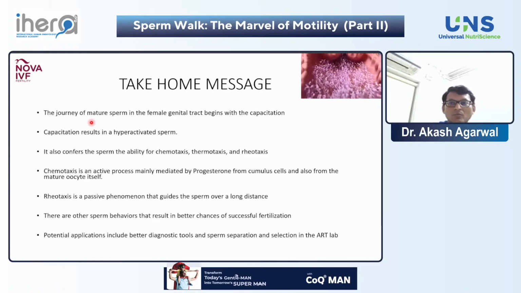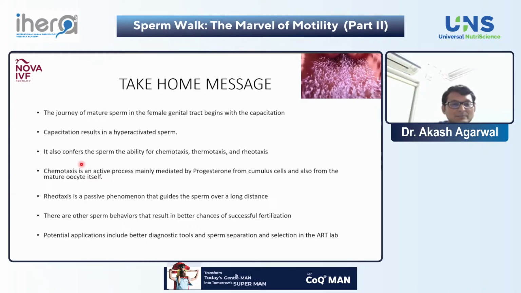So what is your take-home message finally? The journey of the mature sperm in the female genital tract begins with capacitation. Capacitation results in a hyperactive sperm. Not only that, it even confers on the sperm the ability for chemotaxis, thermotaxis, and rheotaxis. Chemotaxis is an active process mainly mediated by progesterone from tubular cells and also from the mature oocyte itself. Rheotaxis is a passive phenomenon which is present over long distances, over centimeters.